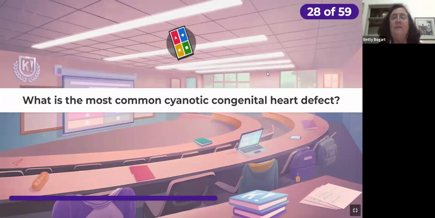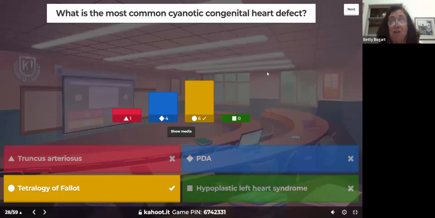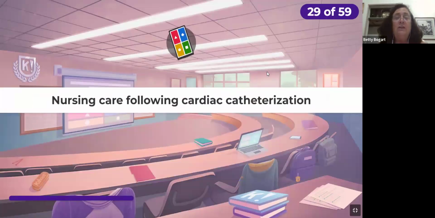What is the most common cyanotic congenital heart defect? Most common. Cyanotic. And it is tetralogy of Fallot. PDA is your oxygen tube. That is definitely acyanotic, okay? Nursing care following a cardiac catheterization.